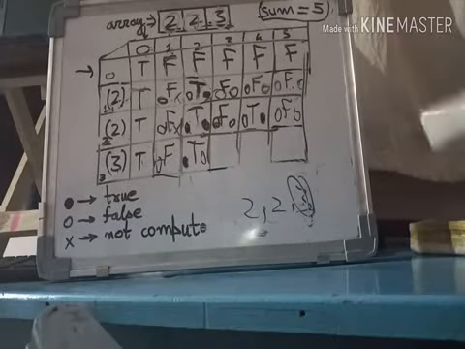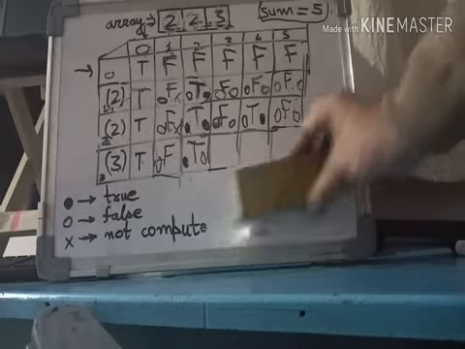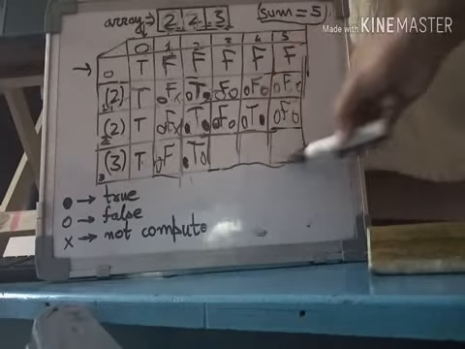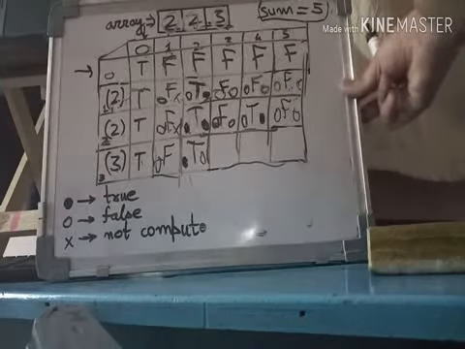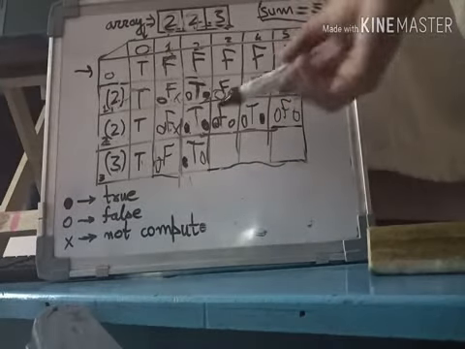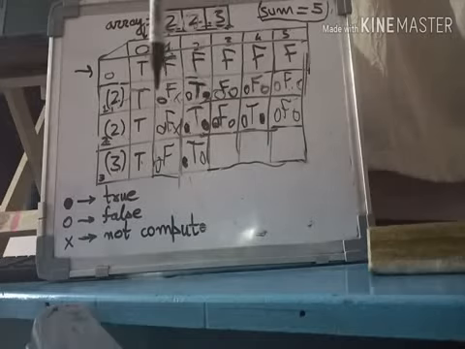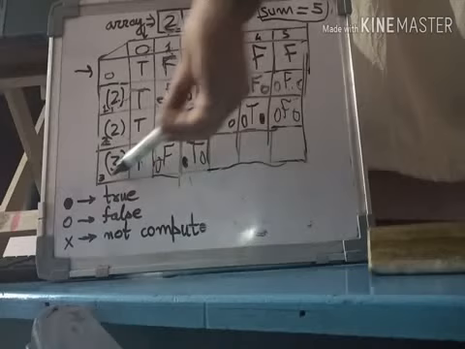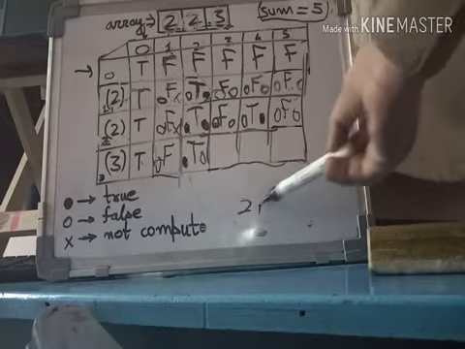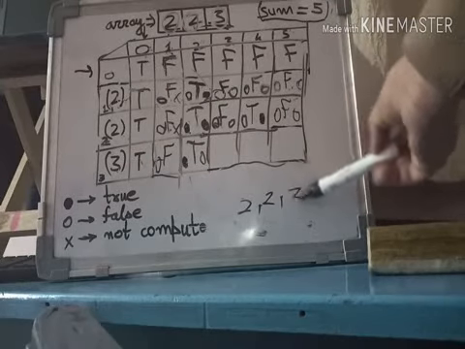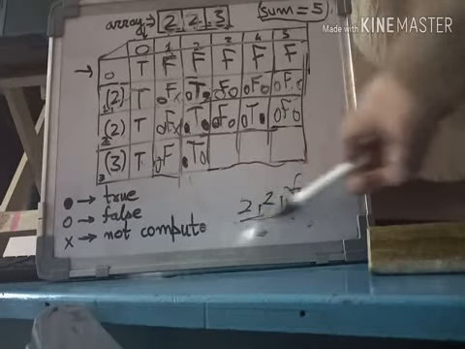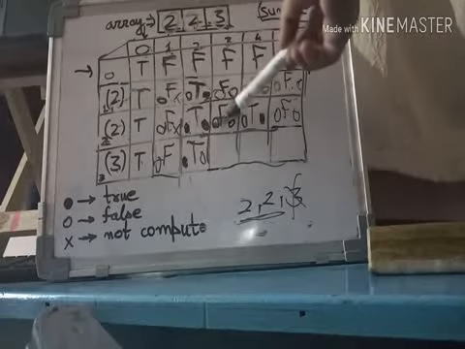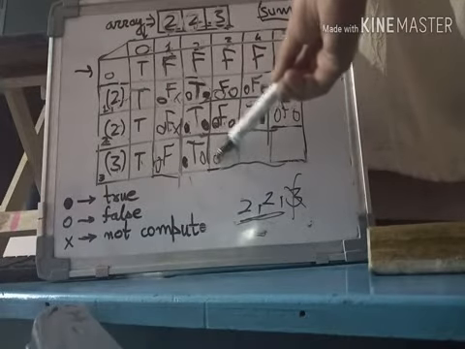So now we are coming to this cell. Okay, so what we are doing here is, if I do not include 3 in the subarray 2 2 3, would the remaining elements be able to give me a sum of 3? I can check from the previous cell, pre-computed. False, it would not be able to.